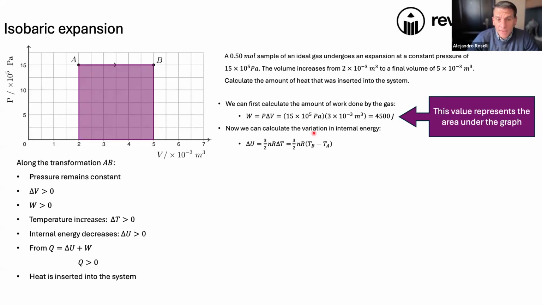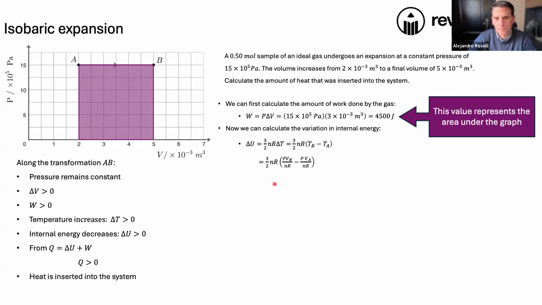We need to find the variation in temperature. This is similar to what we did before, so I'm speeding things up just a little bit. We would have to find what the temperature of the gas at B is, and also what the temperature of the gas at A is.